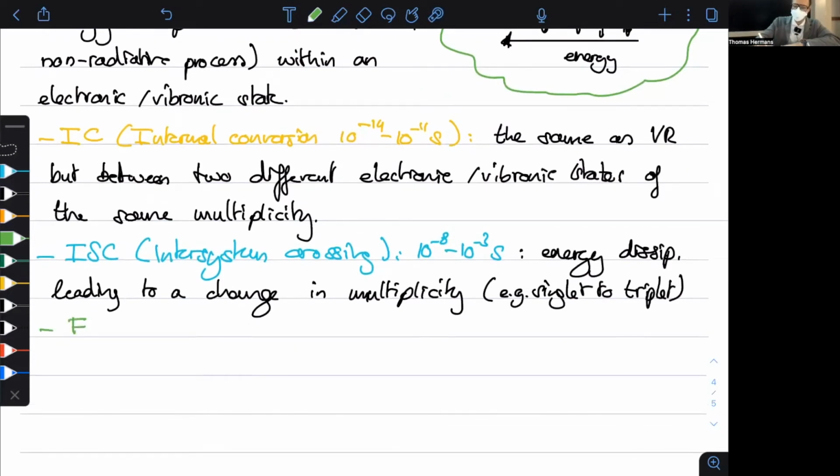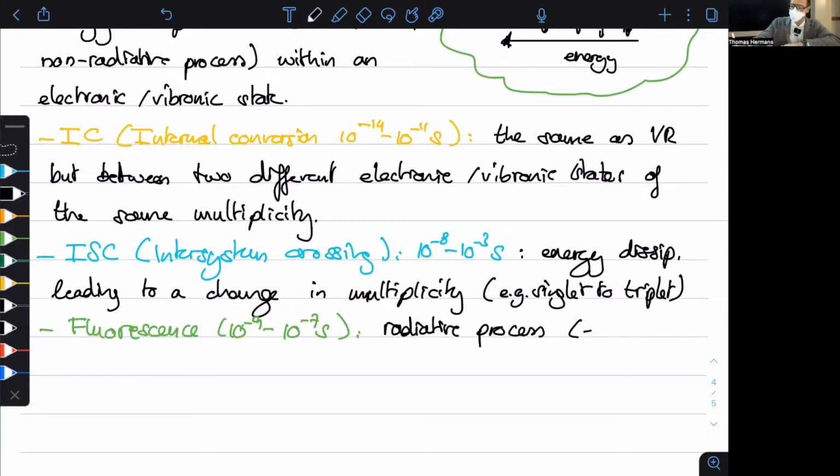This one is easy, fluorescence. 10 to the minus 9 to 10 to the minus 7 seconds. So it's fast. And so it's a radiative process, which means it's emitting a photon. Usually they write nu with an accent, right? Because there's a Stokes shift, which we'll see later, within the same multiplicity.